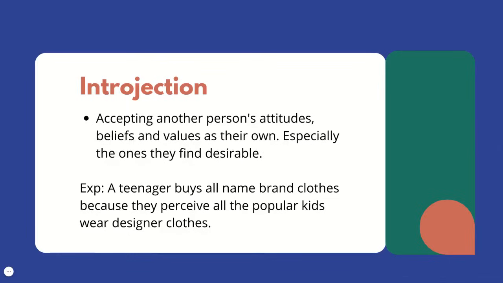Introjection: accepting another person's attitudes, beliefs, and values as your own, especially the ones that you find desirable. This is very common amongst adolescents, right? They want to be just like their friends. They want to fit in. So my example here is a teenager buys all name brand clothes because they perceive all the popular kids wear designer clothes. I want to be a popular kid. I want to have their values and beliefs as my own. So I'm going to go out and buy all those brand name clothes.